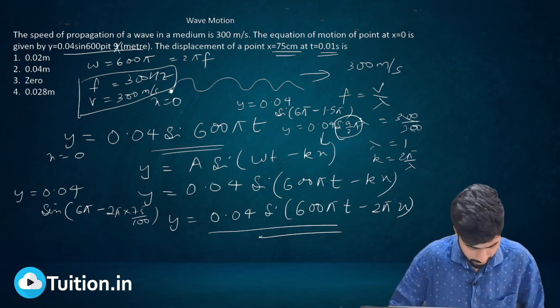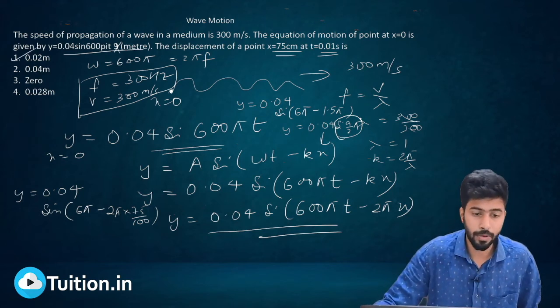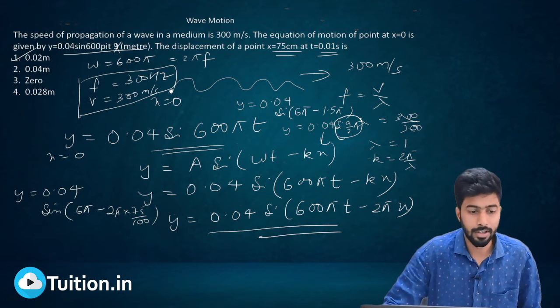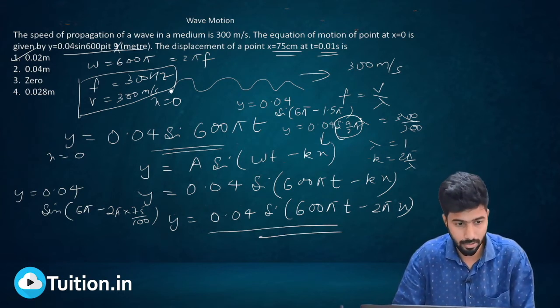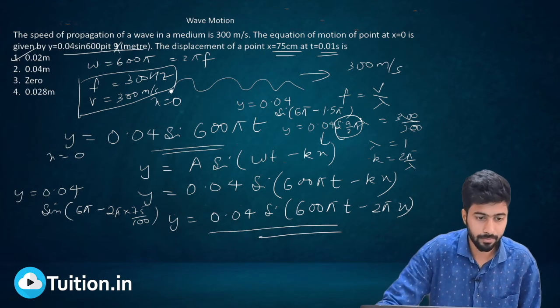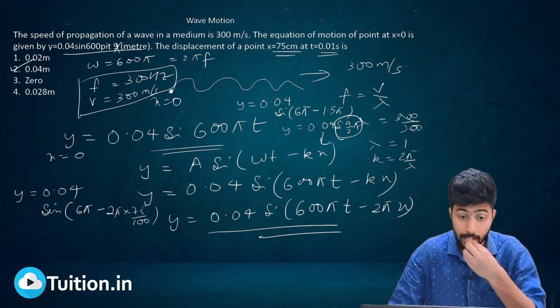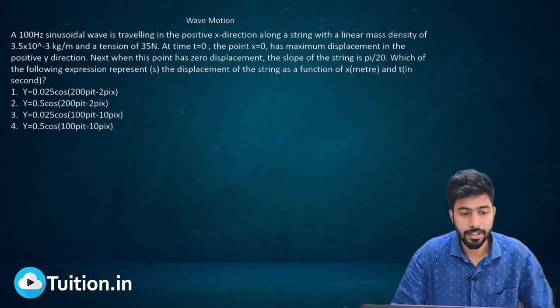So the answer to the question should be option B. It's 0.02 meter. That's how simple the problem was. Sorry, it's not 0.02 meters. It should be 0.04 meters. Yeah, so that's how simple the problem was. You just need to know how to write the equation correctly.